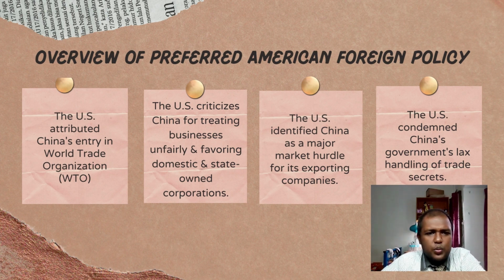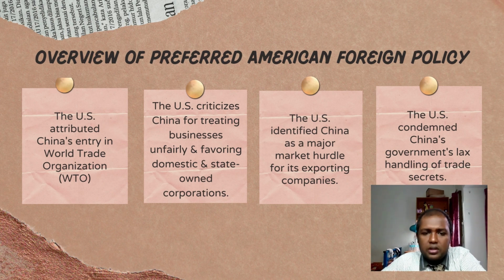Okay, continuing with the overview, the US is not happy with China's business policy and the emergence of China as a global economic power, which is not fair according to the US. There are a few points to support this statement from the USA. The US attributed China's entry into the World Trade Organization, also known as WTO. The US argued that membership in an international organization such as the WTO would act as a check on China's government, speeding up its transition to a market economy and encouraging it to have a greater stake in global routes. Secondly, the US criticized China for treating business unfairly and favoring domestic and state-owned corporations.